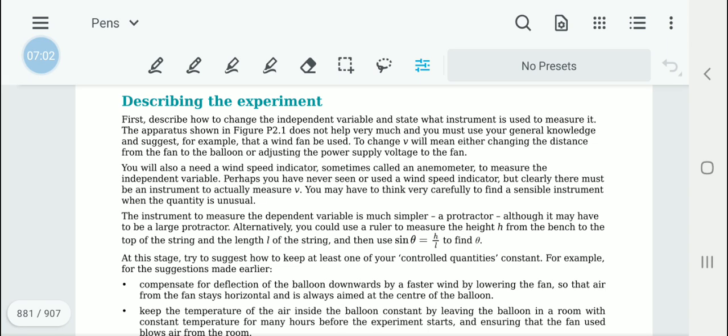Then how do you measure the wind speed? You can use a wind speed indicator. If you do not know the specific name, you can say wind speed meter, right? An instrument that measures it. There is actually a specific name for this meter, anemometer. So if you know it, then you should write it, anemometer, and also explain what it does to measure the independent variable, that is the wind speed.